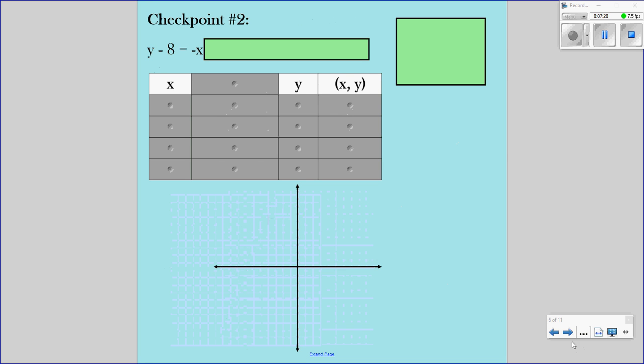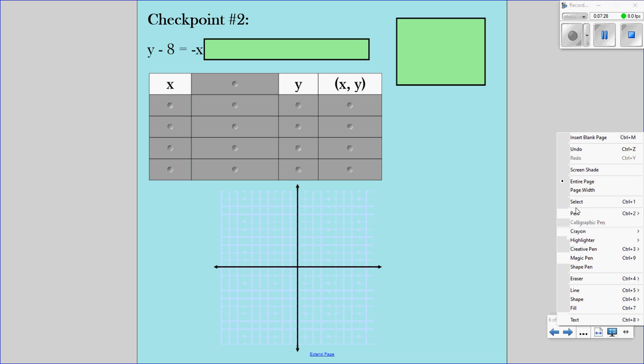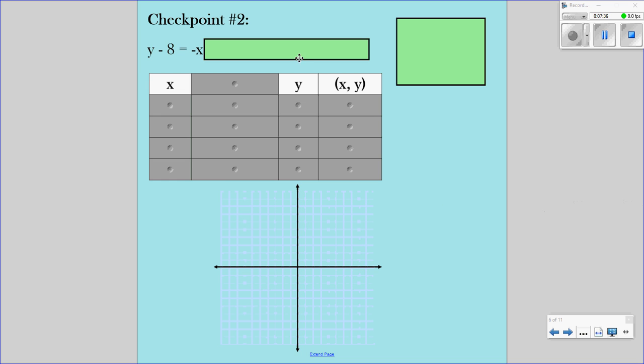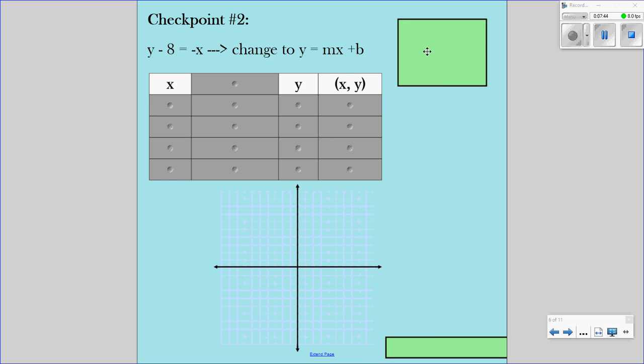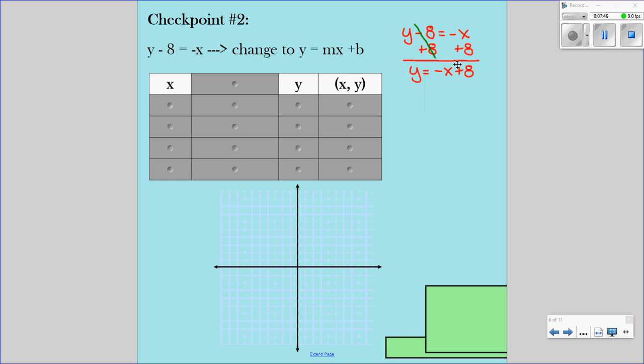Alright, next one. So they have y minus 8 equals -x. Remember when you had to find the slope and the y-intercept? This is the same thing, especially with graphing. You have to put this into the y equals mx plus b format. So you change that, and then you should end up getting y equals -x plus 8.